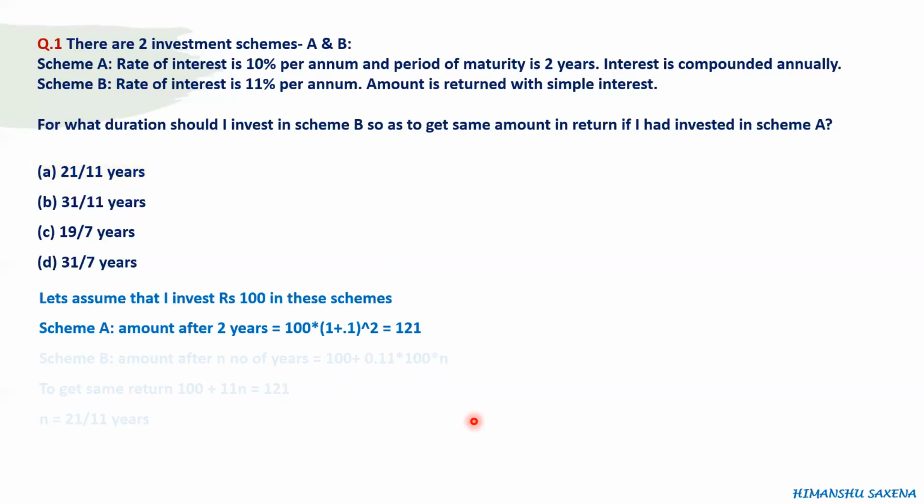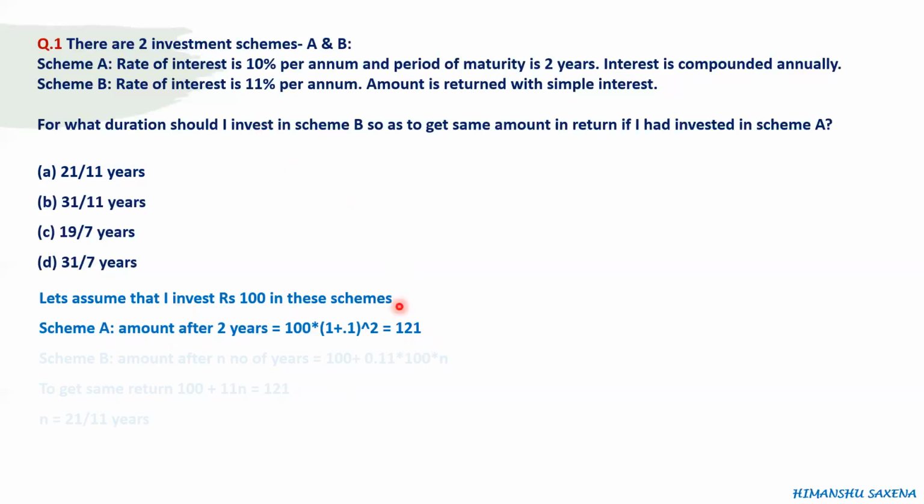Now this is what we know. Let's say we invest 100 rupees in these schemes, and scheme A gives me 121 rupees after 2 years. At the end of 2 years, 121 is what I'm getting. Here we are getting an interest of 21 rupees, right? So 100 was the principal amount and 121 is the final amount. So 21 is the interest amount which we are getting.